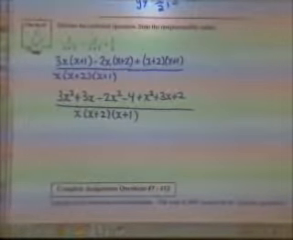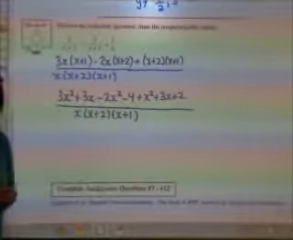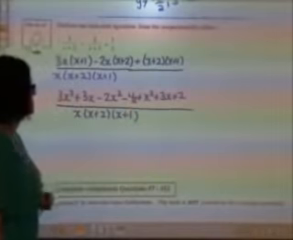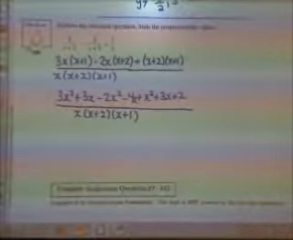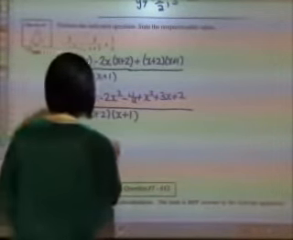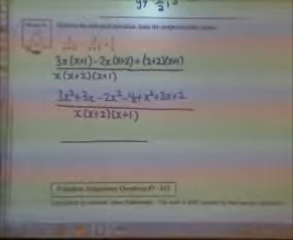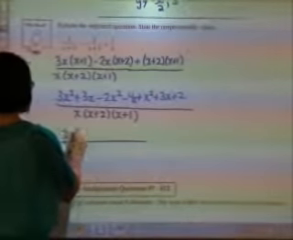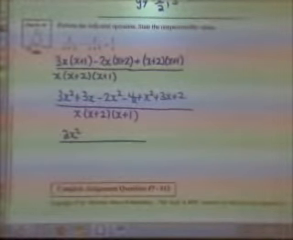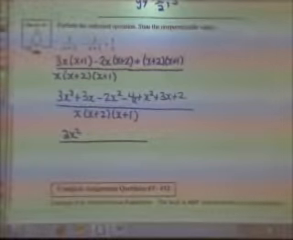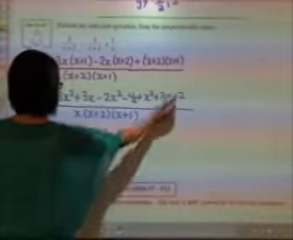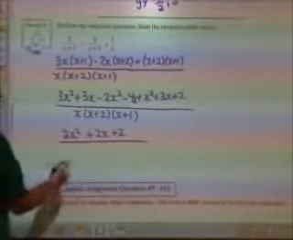would be what? Should that 4 in the middle be 4x? Yes, it should be. Okay, so how many x squareds would I have? 2x squared. Yes. How many x's would I have? 2x. And then the 2?